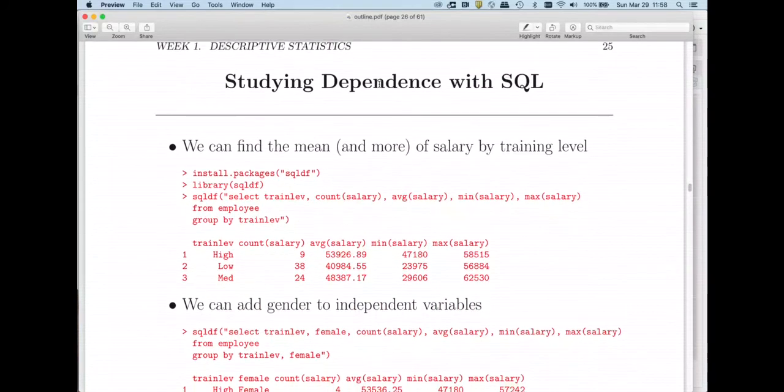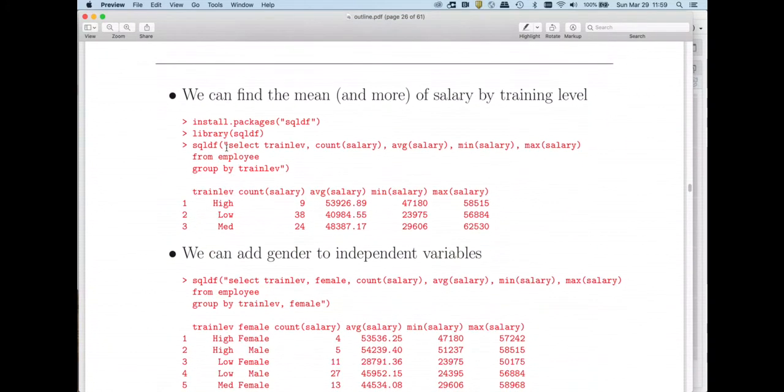I threw in a slide showing you how to do this in SQL, if you like. You install the sqldf package and then bring it in as a library, and then you can execute SQL commands within a quoted string. If you remember your SQL from the relational database class, you may prefer that. It looks very similar to dplyr, and I'd encourage you to learn dplyr.